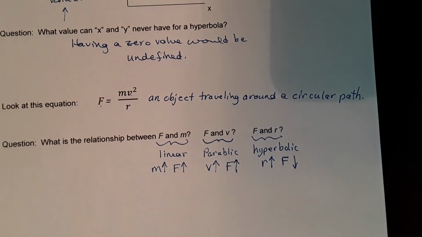So that's how we look at formulas and determine the relationship that's going to exist between any two variables. We look at the form, just like I did here. And if we can determine if it's going to be linear, parabolic, or hyperbolic, then that means we can predict what's going to happen to one variable when another is changed. Kind of cool, huh?